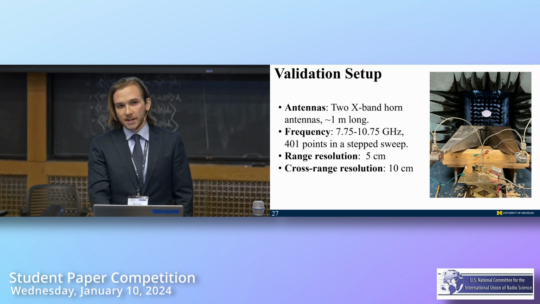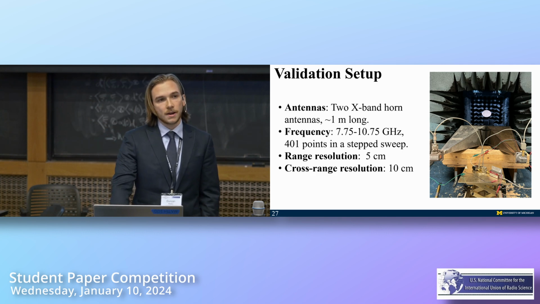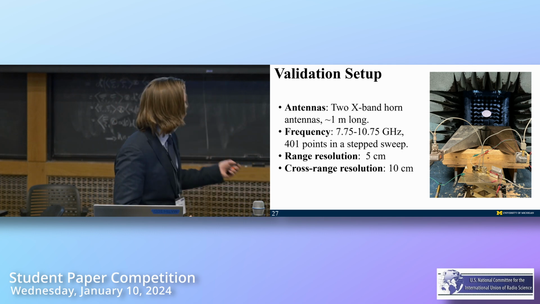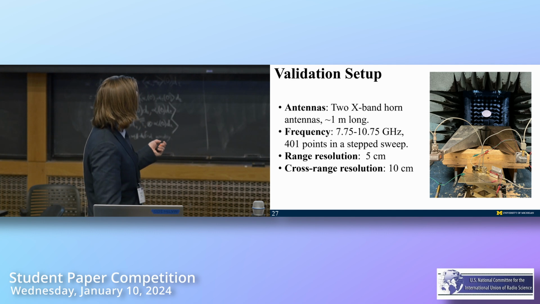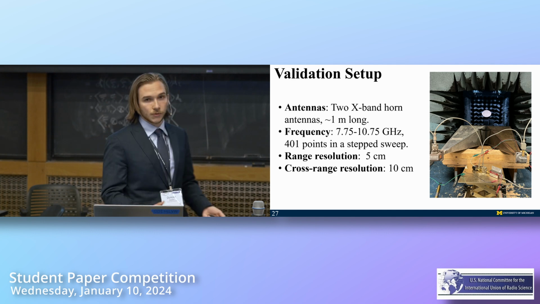So a bit more of the nitty-gritty details about our setup. We used two X-band horn antennas that were each about 1 meter long, over 3 gigahertz of bandwidth, 401 points in a stepped frequency setup, and our system had range resolution of about 5 centimeters and cross-range resolution of 10 centimeters. So you can see here the two antennas, and then looking downrange, you can see that rough surface target that was rotated.